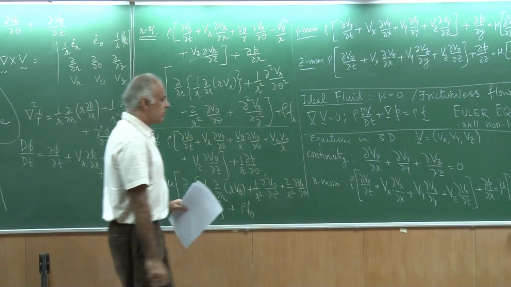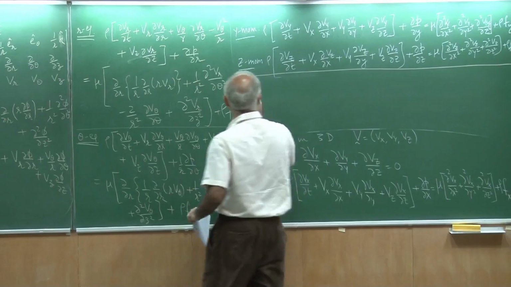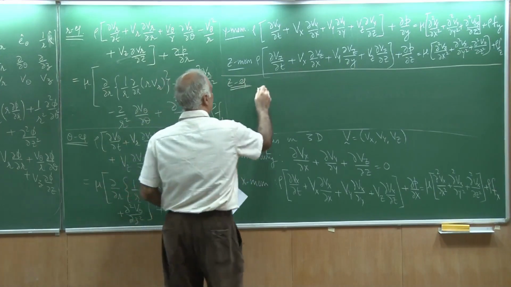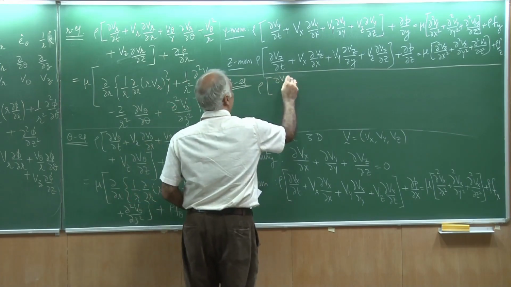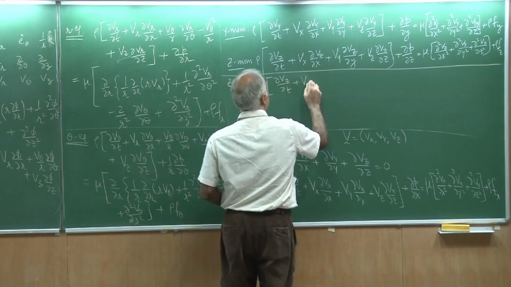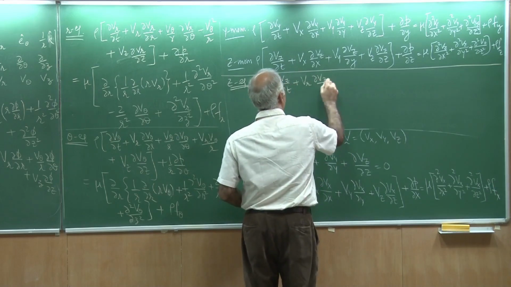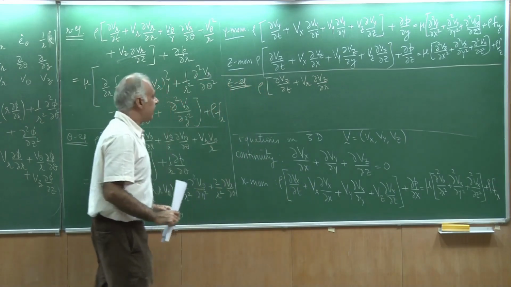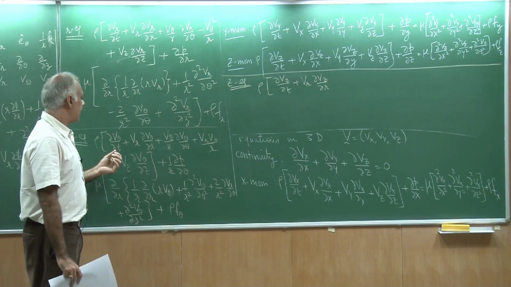I need to write only one more equation. So that would be in the z direction. So now the z equation. So that would be rho del Vz by del t plus Vr del Vz by del r.